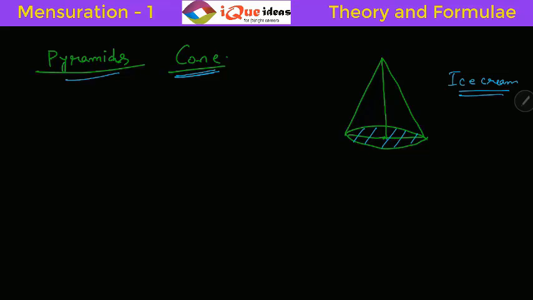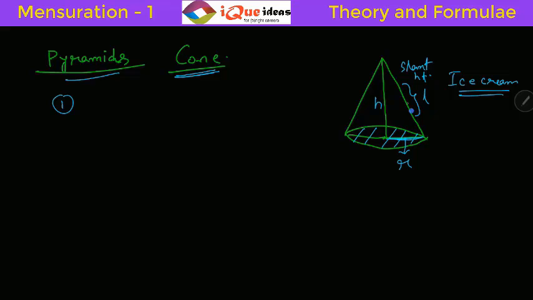Okay. Now one side is the base, which is circular. The radius is, let's say, r. The height is taken as h. Now this length is called slant height, and this is taken as L. So there are various relations that you need to memorize in a cone.